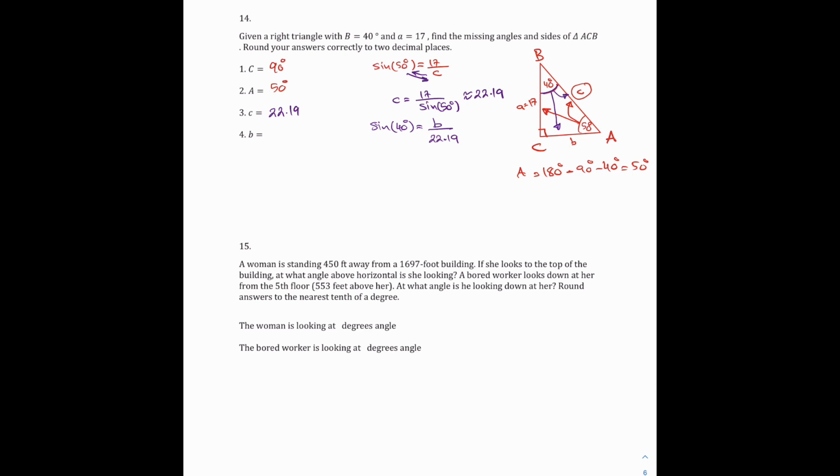So we're going to multiply both sides by 22.19 to remove it from the denominator. These will cancel. We have B equals 22.19 times sine 40 degrees. Again, make sure you are working in degree mode. Sine 40 degrees, and the answer is approximately 14.26. B is 14.26 approximately. And this is how you answer question number 14.